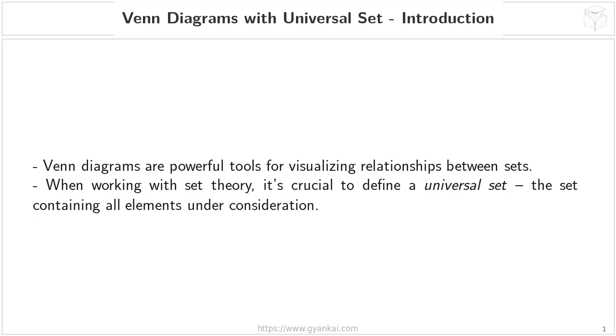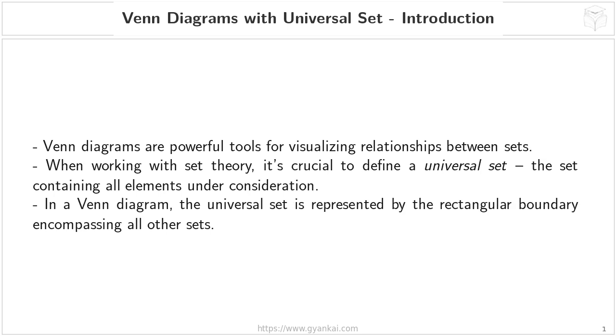When working with set theory, it's crucial to define a universal set, the set containing all elements under consideration. Now, the universal set is a really important concept. Think of it as the big picture. It's everything we're talking about in a particular problem. It's the complete collection of items we're interested in. For example, if we're talking about students in a class, the universal set would be all the students in that class. In a Venn diagram, the universal set is represented by the rectangular boundary encompassing all other sets.